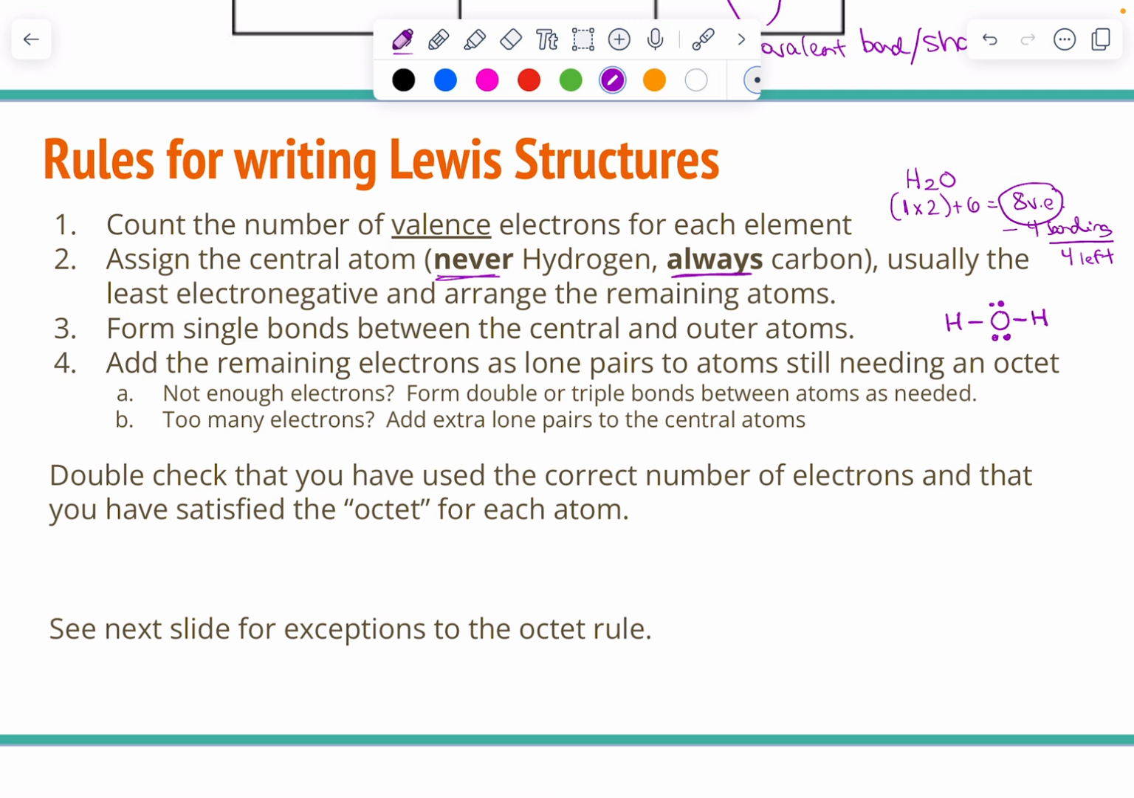So if I go back and look at my Lewis structure for water, I see that I've used 2, 4, 6, 8 electrons, so I've used the correct number of electrons. And I see that hydrogen has its octet satisfied. It only needs 2. Both hydrogens are satisfied. And I see that the oxygen in the middle is also satisfied with 8. And so this is a valid Lewis structure that satisfies the octet rule for all of the atoms.